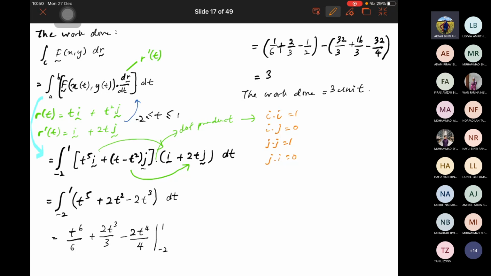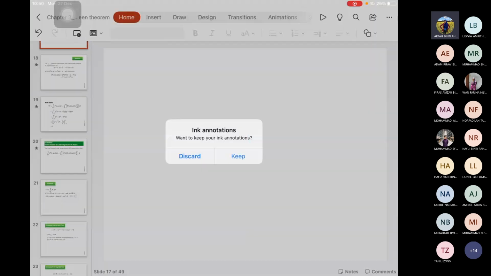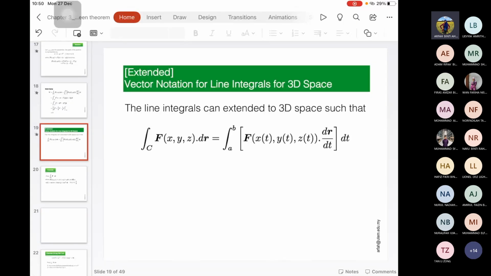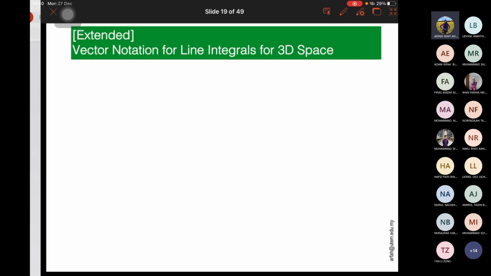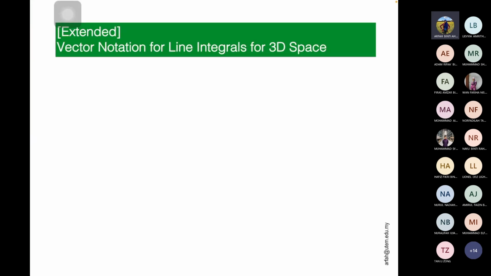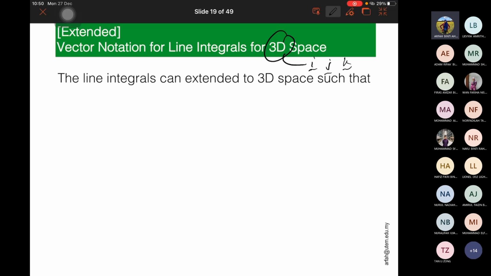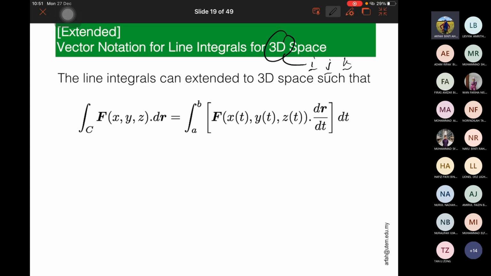Okay, done. So let's take a look into the vector notation. Yang tadi kita tengok untuk i, j dan k. What if we have 3D space? That is, you have i, j and also k. So from here, the line integrals can extend to space such that the integration, rather than having the vector of x, y, you are going to have vector of x, y and z. Okay. So sama je, cumanya kali ni you have the term of z of t.